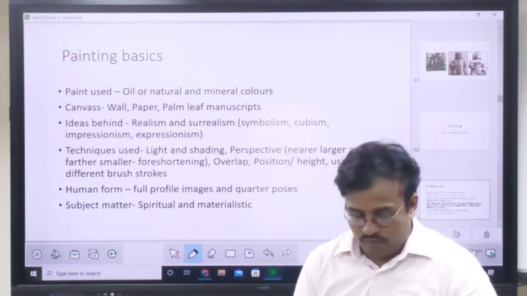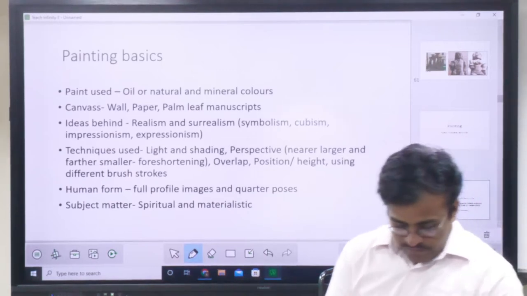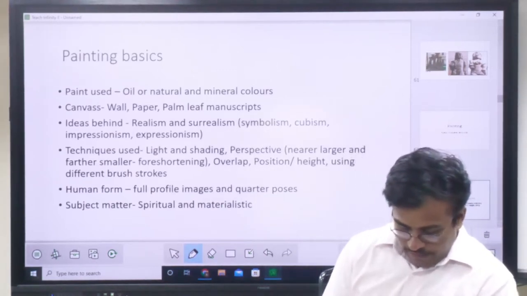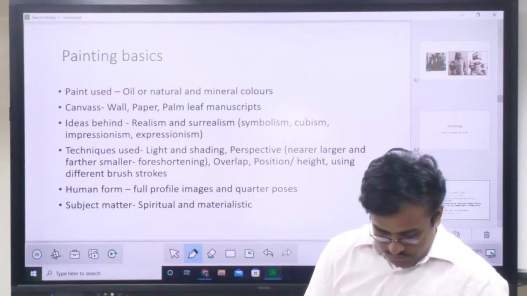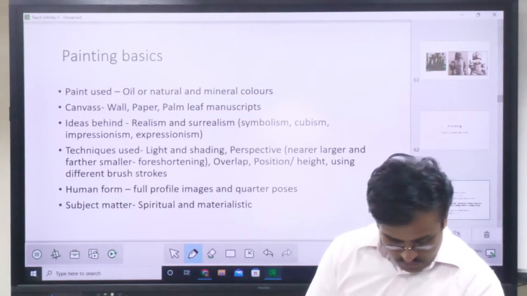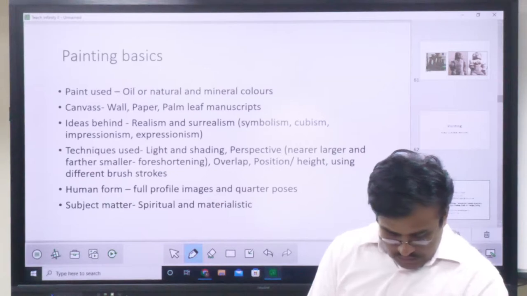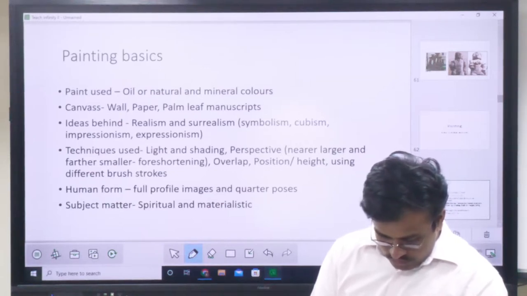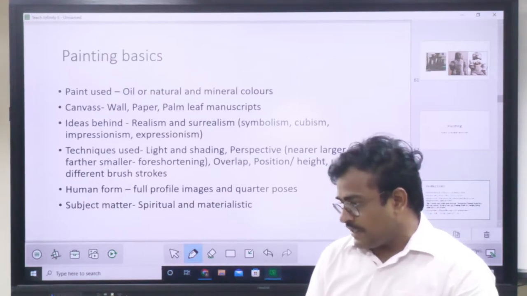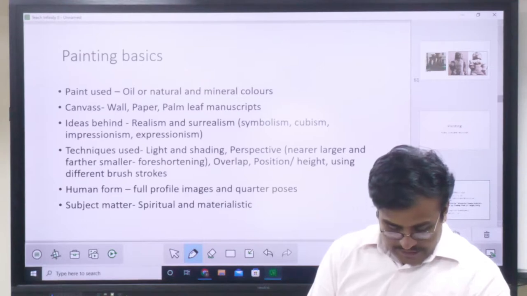You take down a note of what you have to make a map for. You write it down. Folk paintings is one. The second one is UNESCO World Heritage Sites in India.